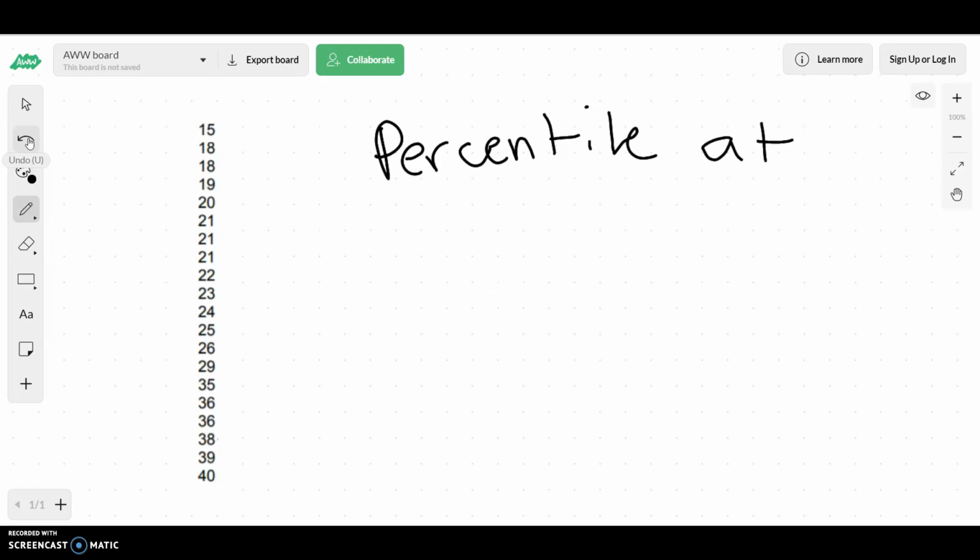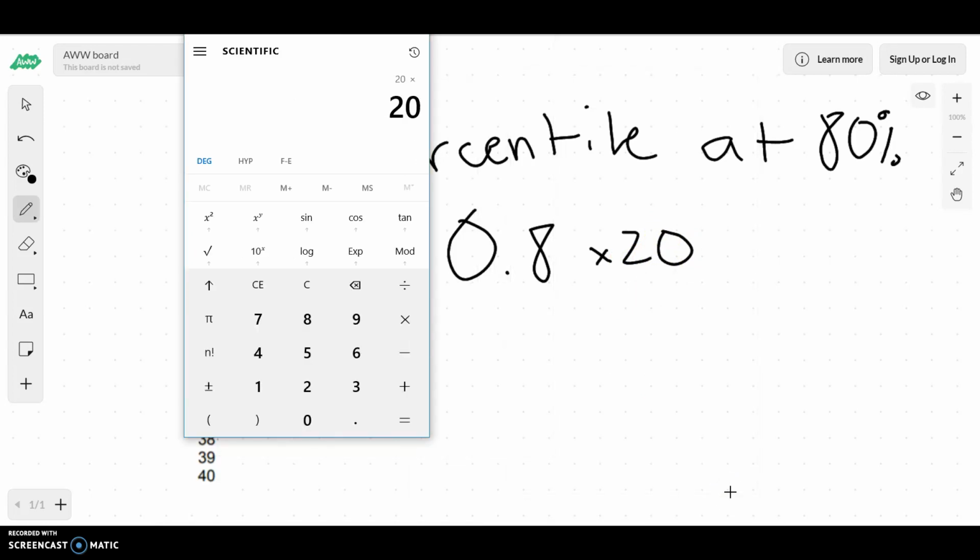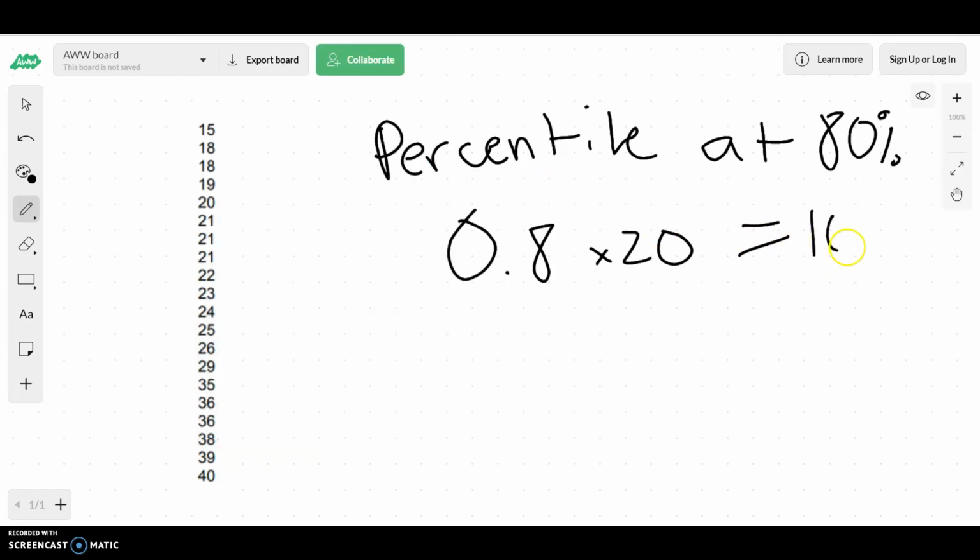Let's do this one more time. Let's see what we would need to do to find our percentile at 80%. Again, we'd take 0.8 times 20, and when we do that we get the 16th number. So we go down to the 16th number, 1, 2, 3, 4, 5, 6, 7, 8, 9, 10, 11, 12, 13, 14, 15, 16. So that would be 36.